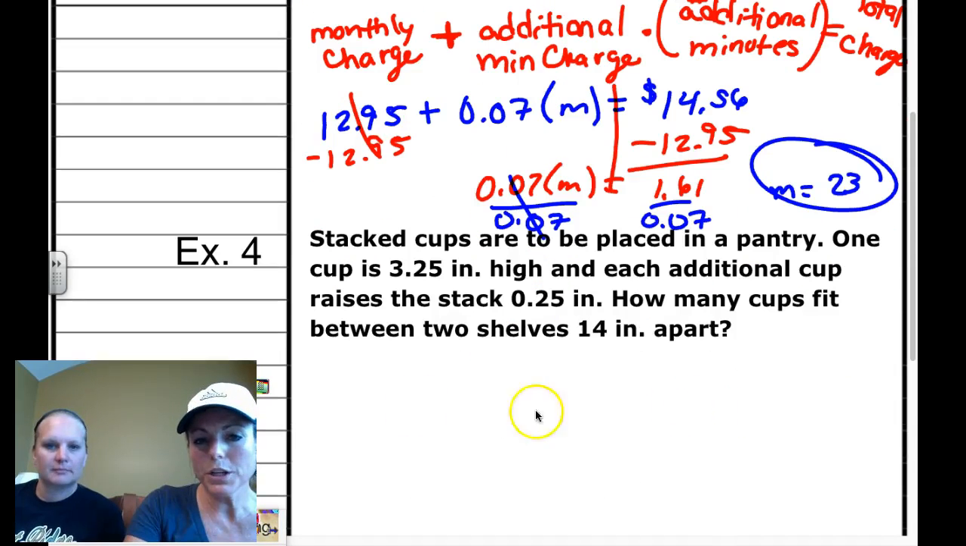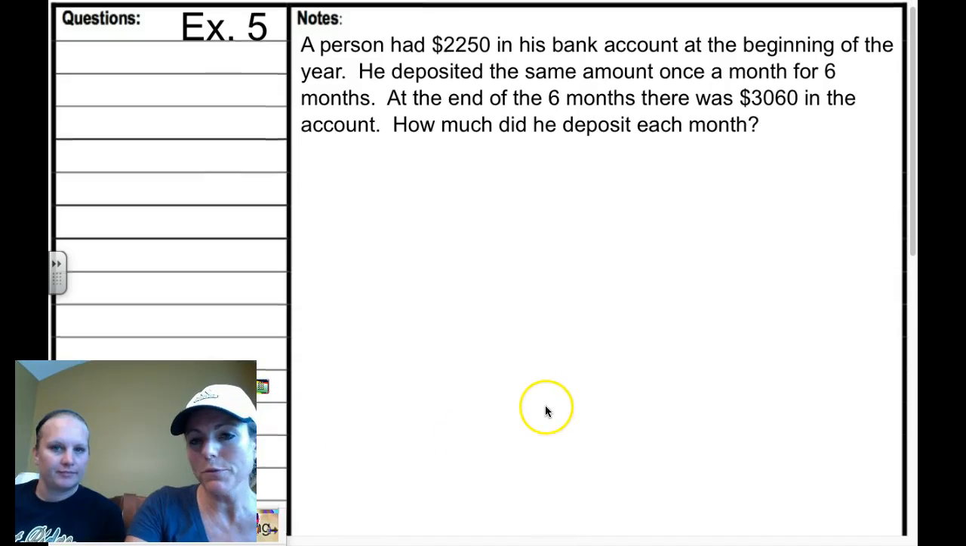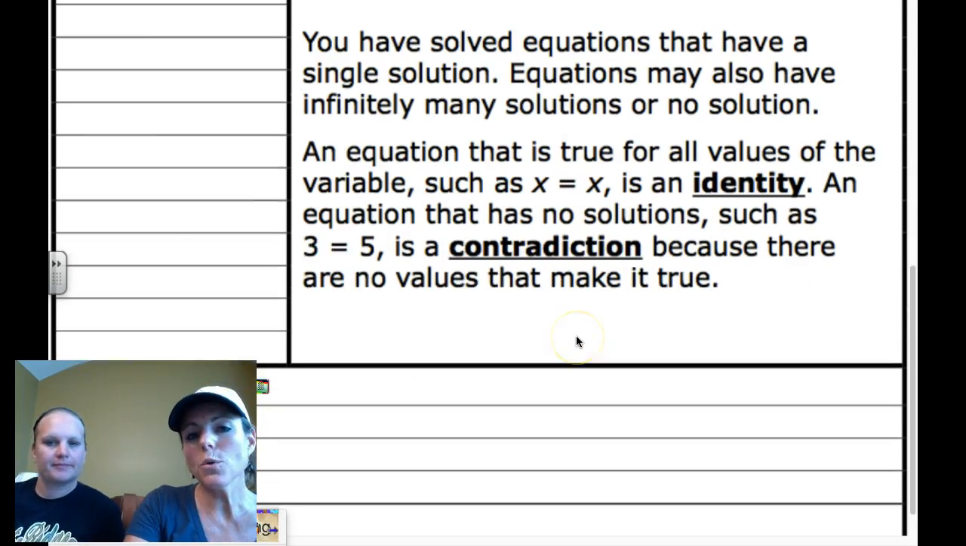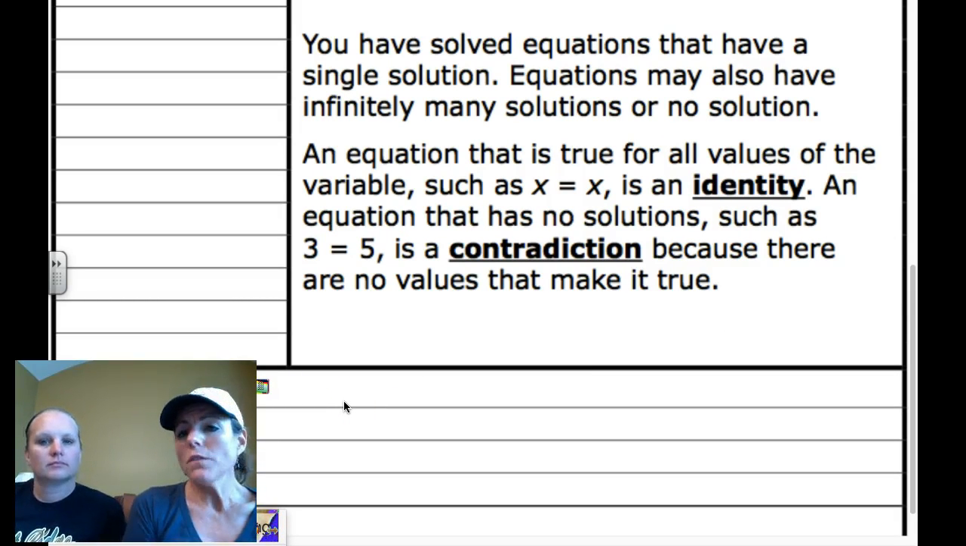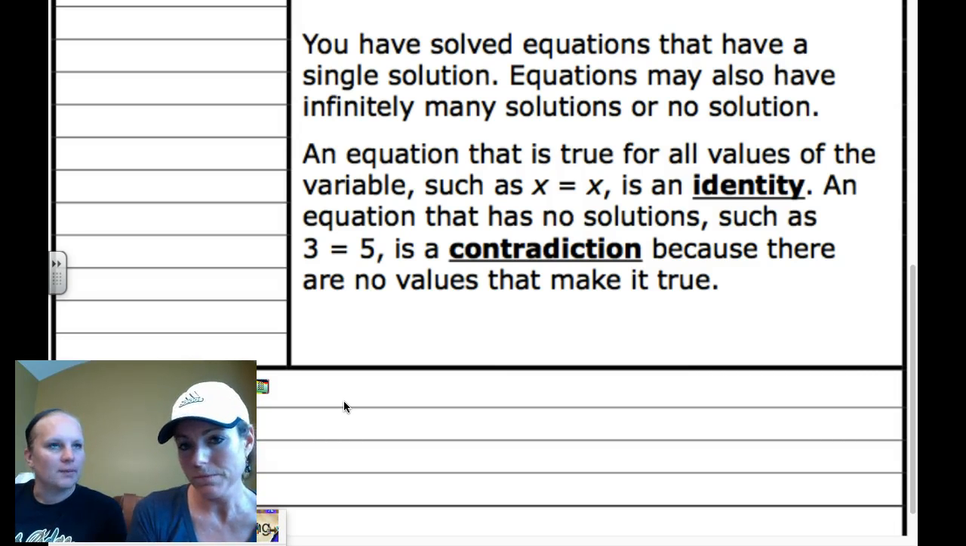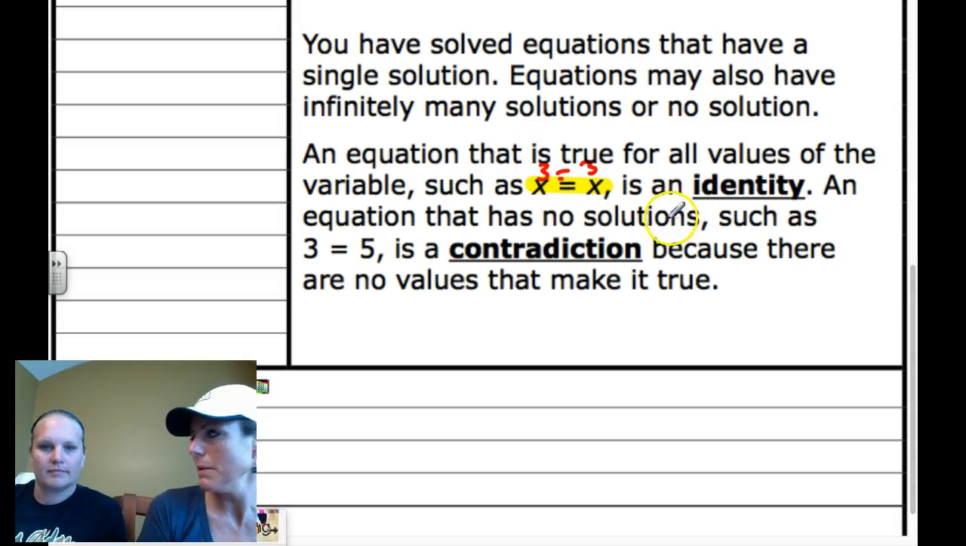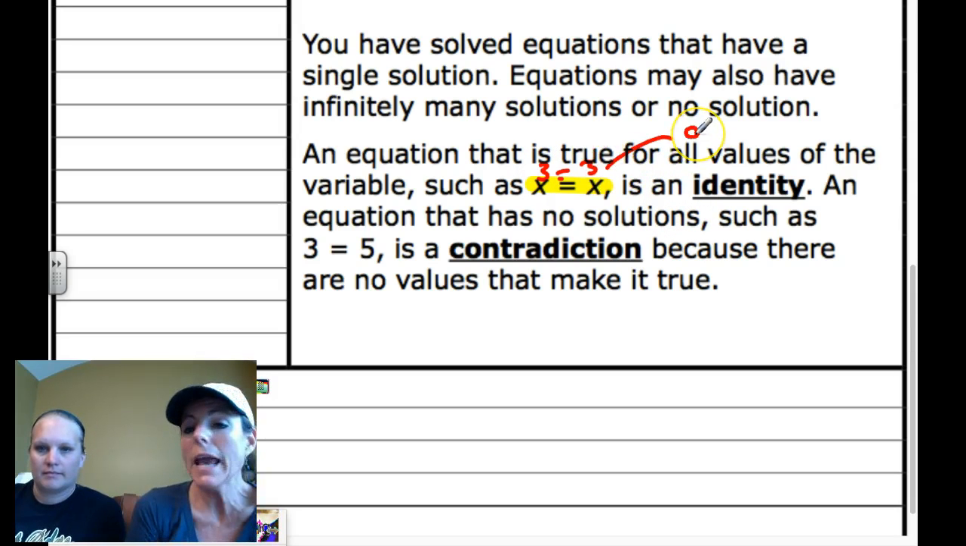So example 4, we're going to do in class. We also are going to do example 5 in class. Now we're going to talk about a different type of equation. We have solved equations that have a single solution. There are equations that can have infinitely many solutions or no solution. For example, if your final answer is 3 equals 3, that's a true statement, like x equals x. Your answer would be all real numbers because it's a true statement. The x disappears, it cancels in the equation, so x is no longer a variable in the equation.